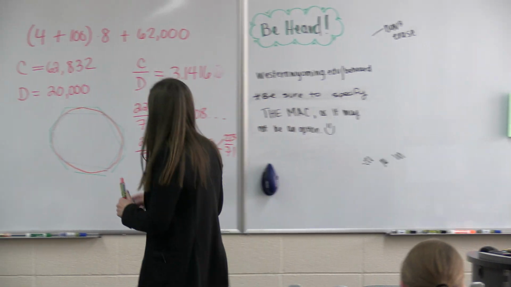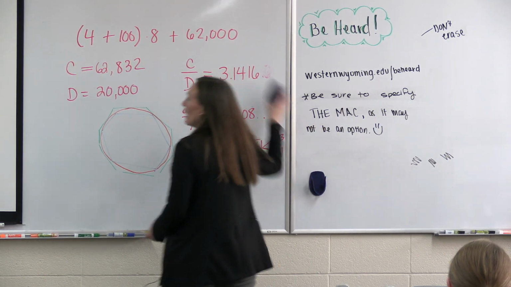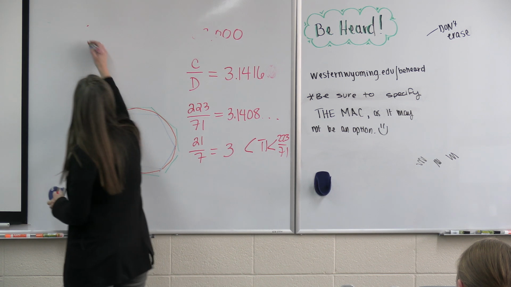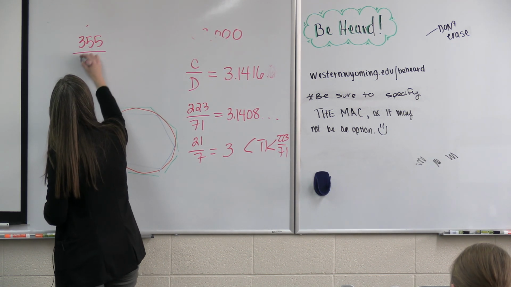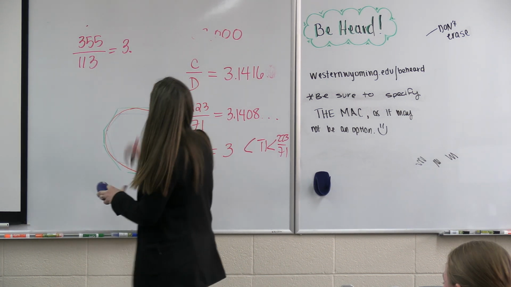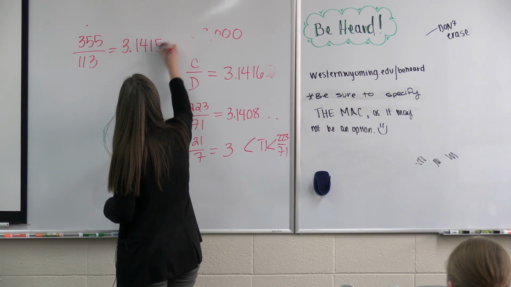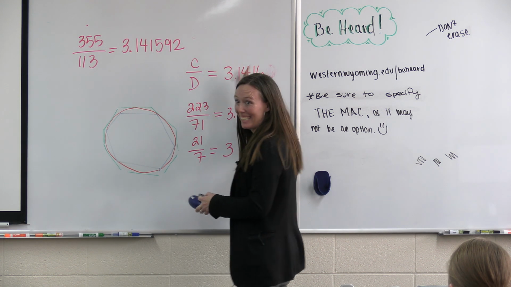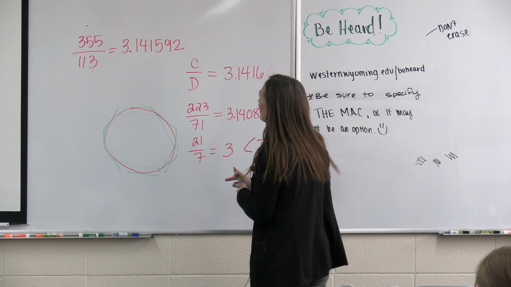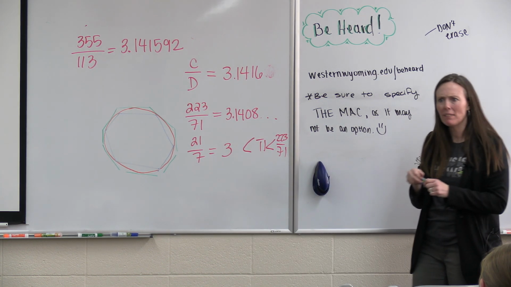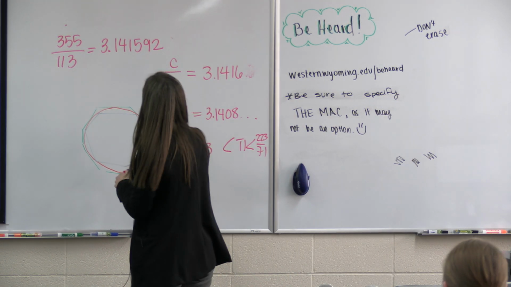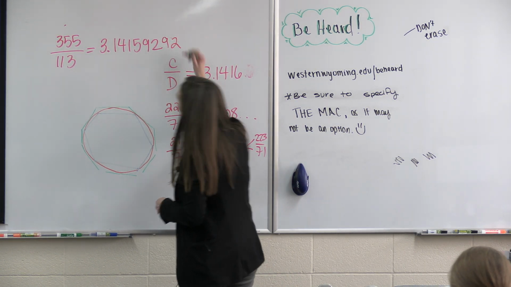Okay, what do you guys get if you take 355 and divide it by 113? Will someone tell me what we get? 3.141592. That is really good. That's super close. Pi is 3.14159265... Really, really close.